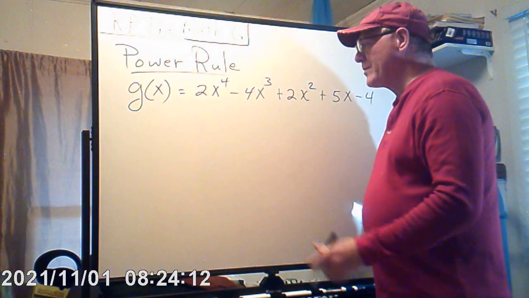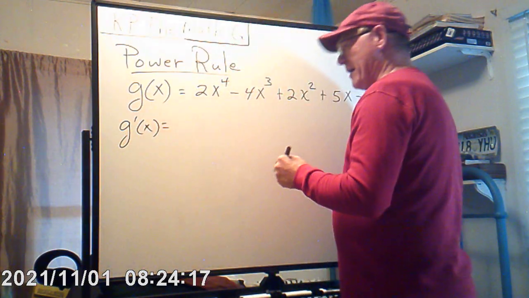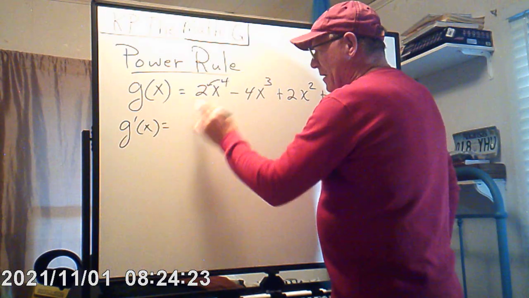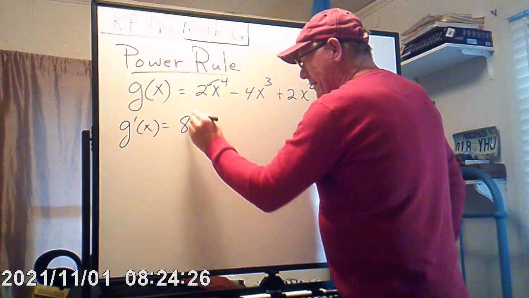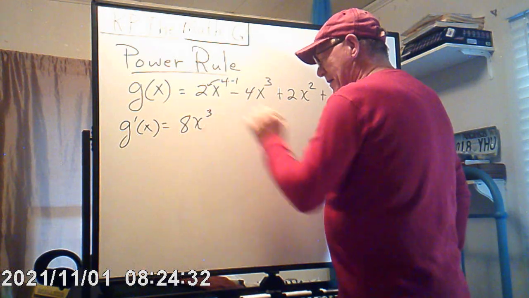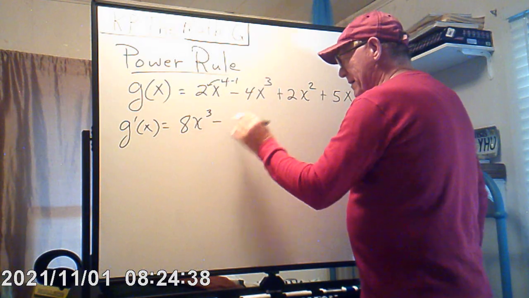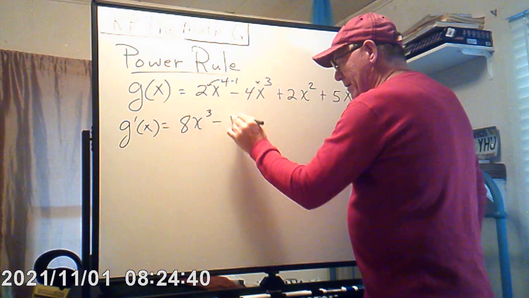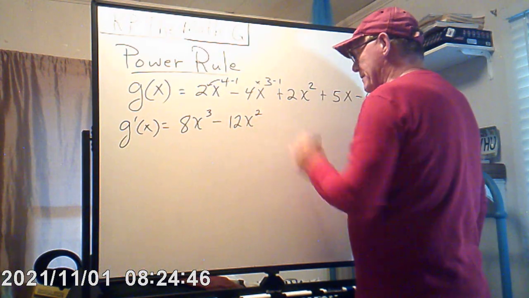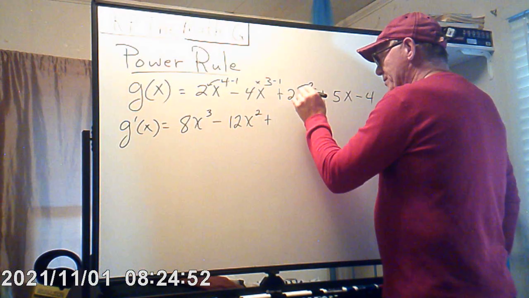All right. Let's find g prime at x. Again, the power rule means we multiply 4 times 2. Let's just go ahead and multiply that. 4 times 2 is 8. Remember, we're going to reduce the exponent by 1, so 3. There's the first one. Next, 4 times 3 is 12. We'll reduce the exponent by 1. 3 minus 1 is 2. Plus 2 times 2 is 4.